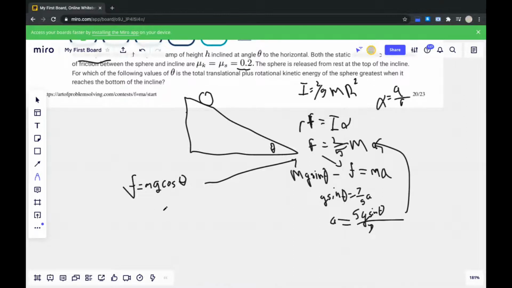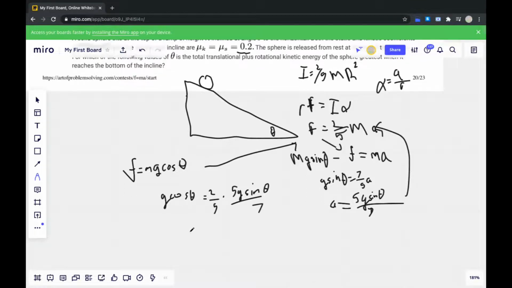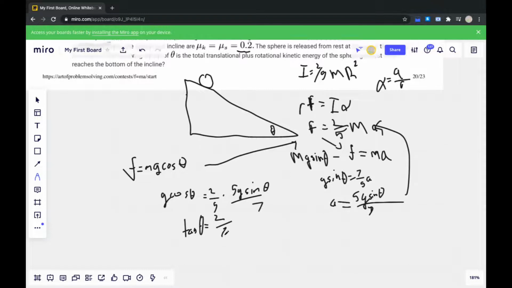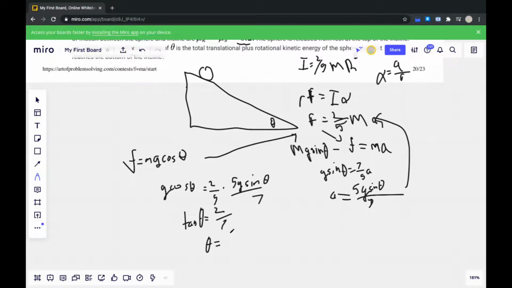If we do this, we get that g cosine theta equals 2/5 times 5g sine theta over 7. And then we can just do some simplification, and if you do that, we get tan theta is equal to 2/7, or the maximum value of theta is equal to the arctan of 2/7. And if we plug this into the calculator, we get that this is approximately equal to 16 degrees.